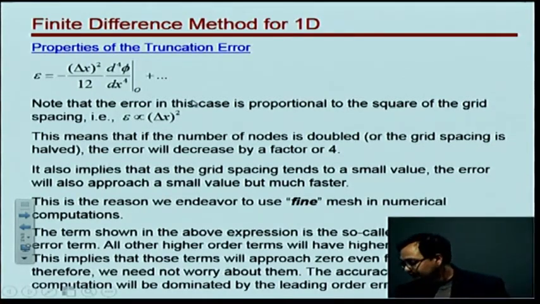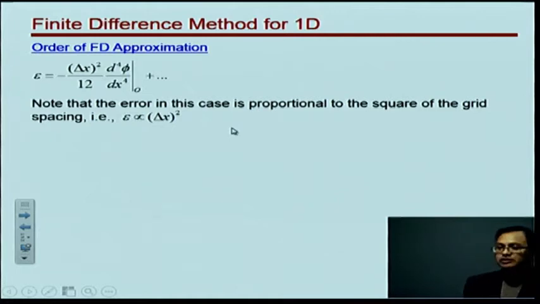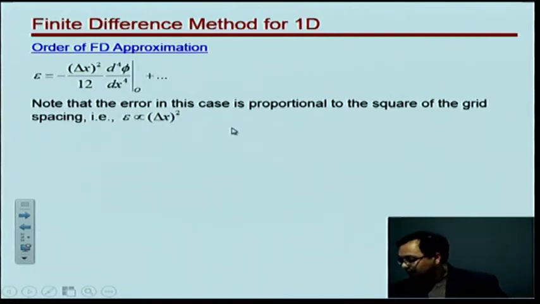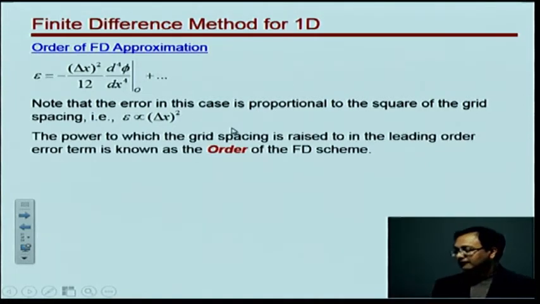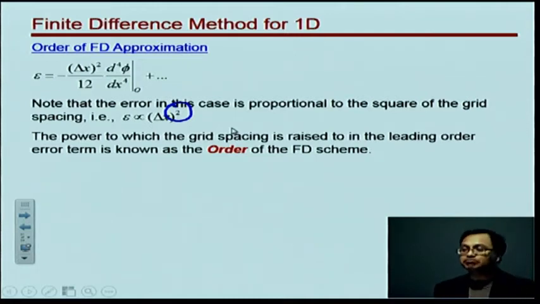The fact that epsilon is proportional to delta x squared, this exponent here, is known as the order of the scheme, or the order of the finite difference approximation. There is nothing which says that it will always be 2. You could develop a scheme which has order just 1, so epsilon is proportional to delta x, which is still fine. It still satisfies the criterion that as I refine my mesh, my error will go down.